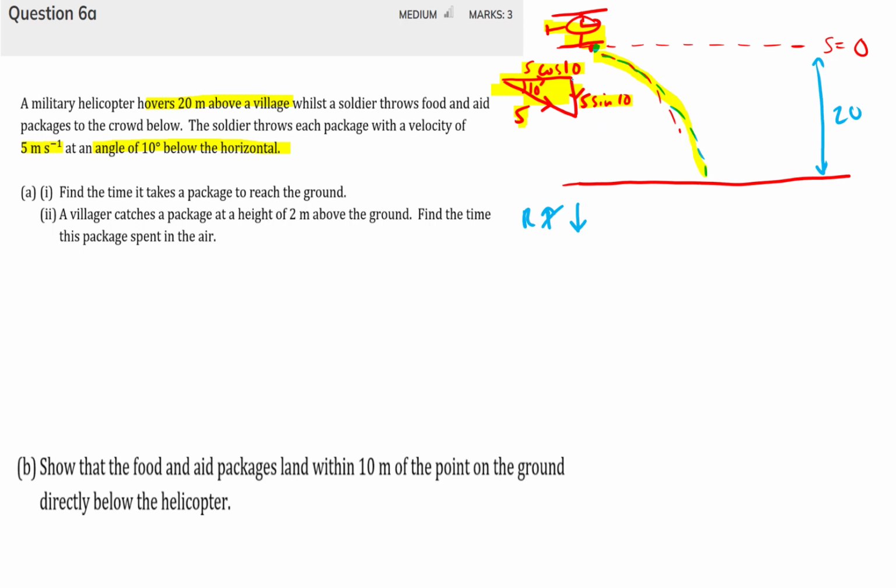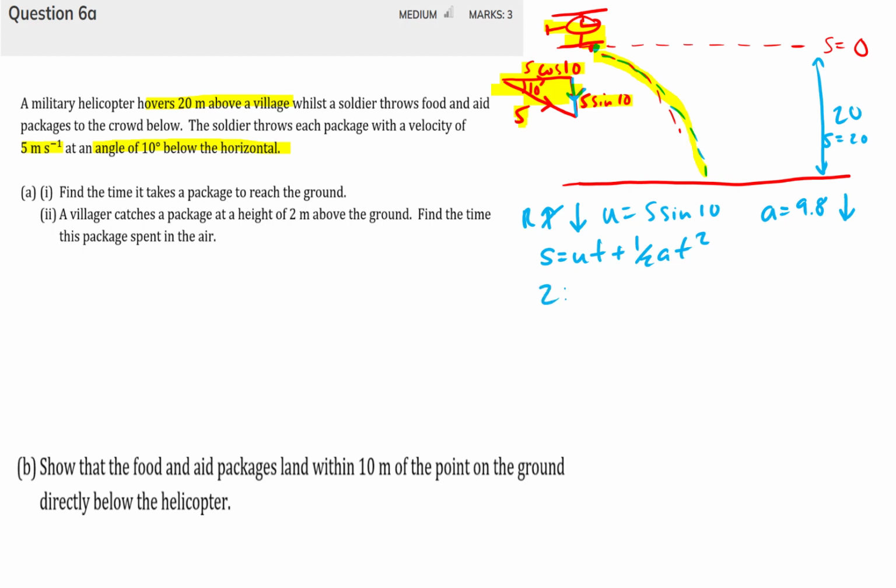And it'll make sense, because look at this here. So U equals 5 sine 10. Let's just build up our skills and write that down. Now A is going down, so that's going to be positive 9.8. We have S equals 20 from here. S equals 20. Now we'll use our SUVAT. We're going to use S equals ut plus a half at squared.